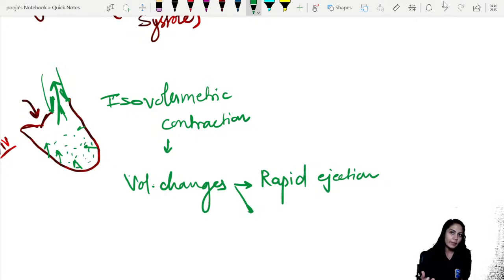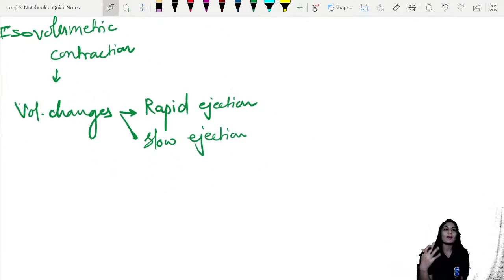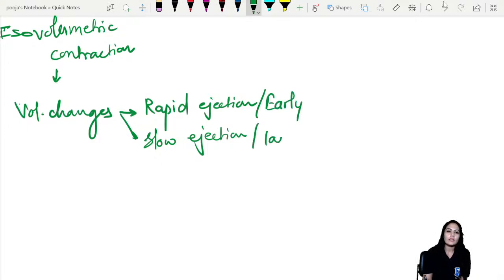It gained that speed so that it can go out, and that gives the later ejection. Once the ventricle is fully contracted, the blood is still going to move out. Why? Because there is some momentum, and that is nothing but slow ejection. Obviously no more pressure changes are occurring, so this process will be a bit slower. You can say early ejection and late ejection.